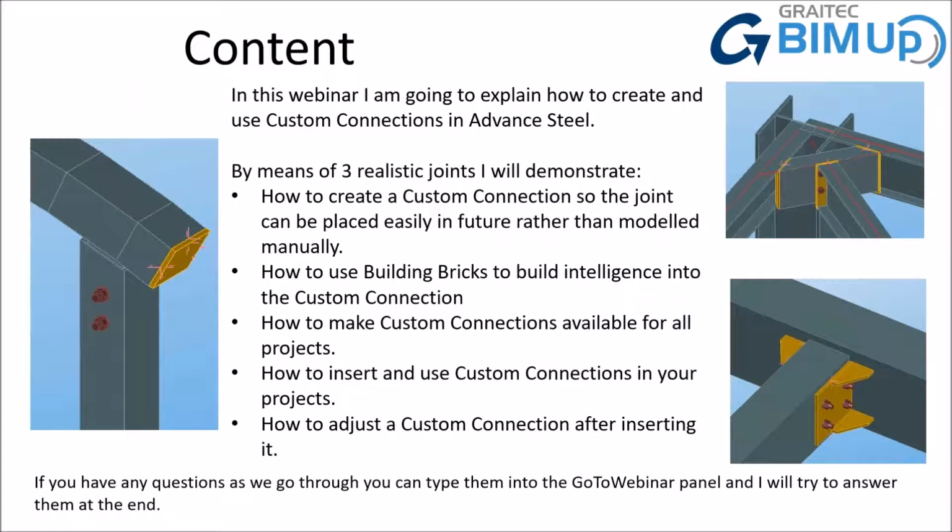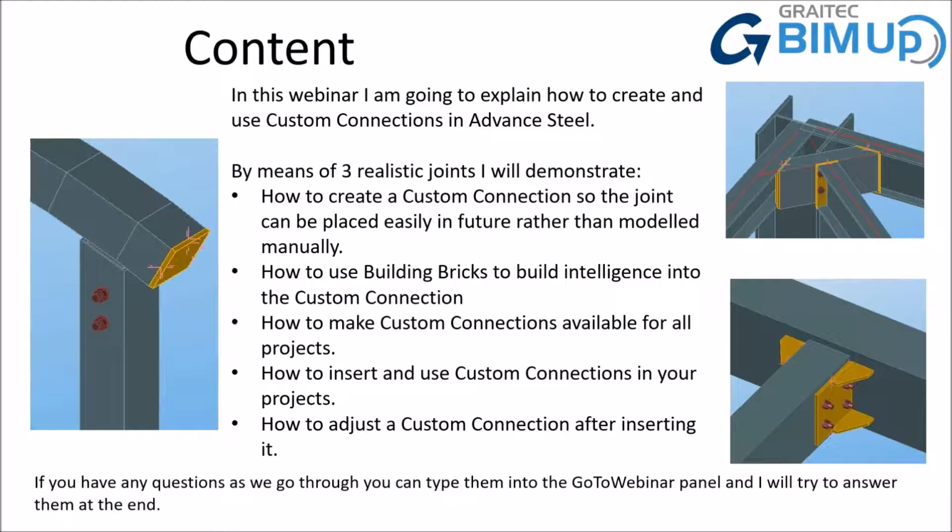For this particular webinar, this is what I'm going to show you. So it's all about creating and using custom connections. I'm going to create 3 realistic joints, as you can see in the pictures there. We're going to show you how to create a custom connection. And that means once it's a custom connection, you can place it similar to the connection vault, where it's just pick the beams and the rest of the joint appears.